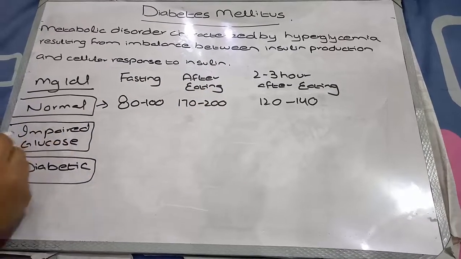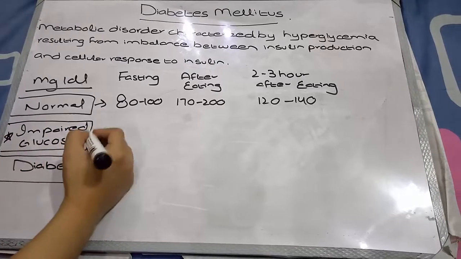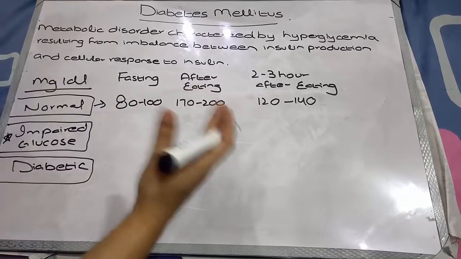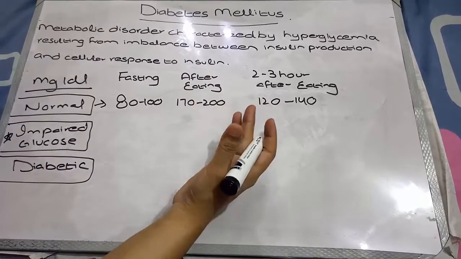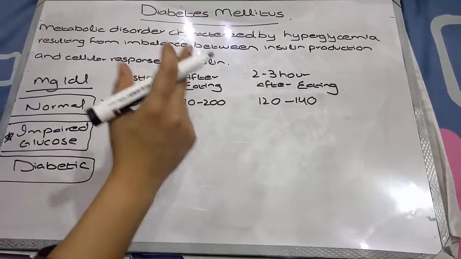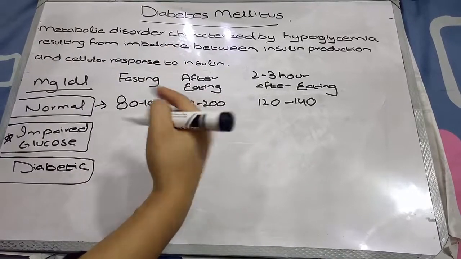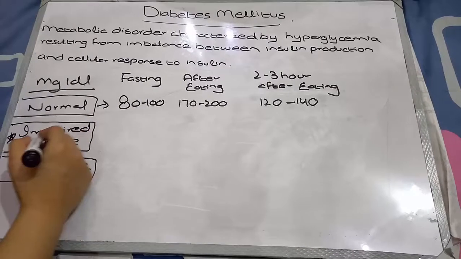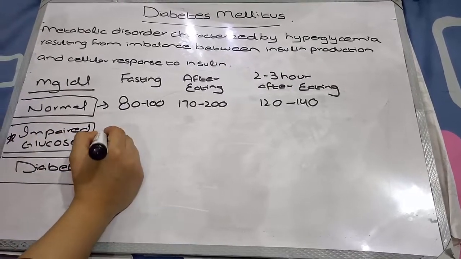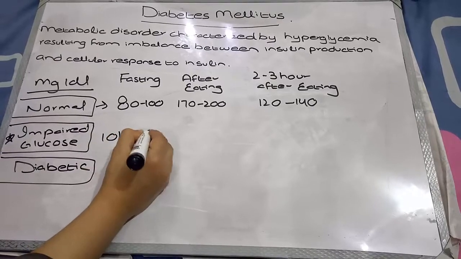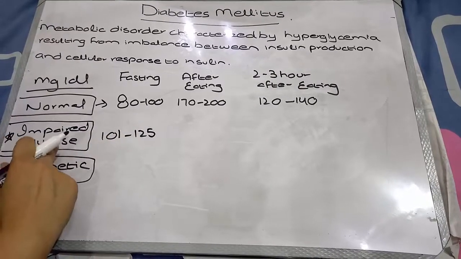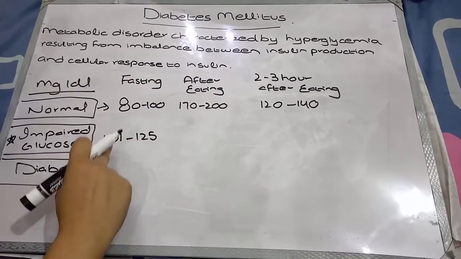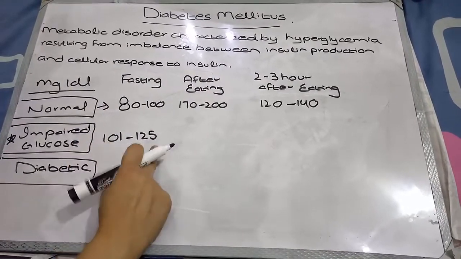Now, impaired glucose, this is the second class. These are individuals who have a high level of glucose, but that doesn't mean that the person has diabetes. This is a warning sign that this person is going to be diabetic in future. How? Let's see. The fasting value for an impaired glucose patient would be 101 to 125. When they haven't taken their meal, their glucose would be between 101 to 125.